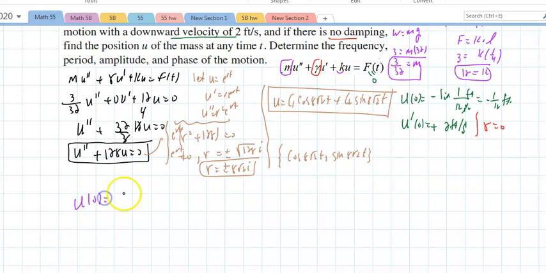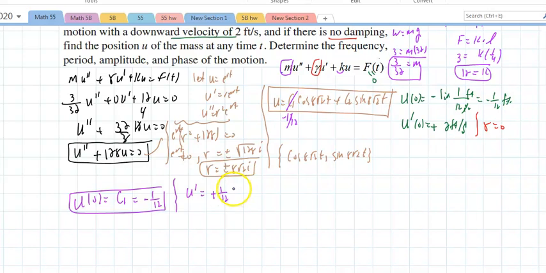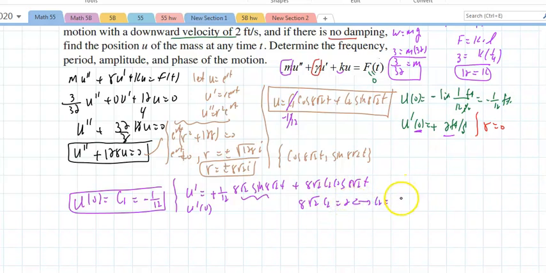Well, what is u of 0? u of 0 is c1, and that equals negative 1 over 12. Done. Got it. Very good. And if I take u prime, which is positive 1 over 12 times 8 radical 2 times the sine of 8 radical 2t, plus 8 radical 2 c2 times the cosine of 8 radical 2t. And I know u prime of 0 is, that's gone. I'll get 8 radical 2 c2 times 1, and that's a 2. So c2 is actually 1 over 4 radical 2.